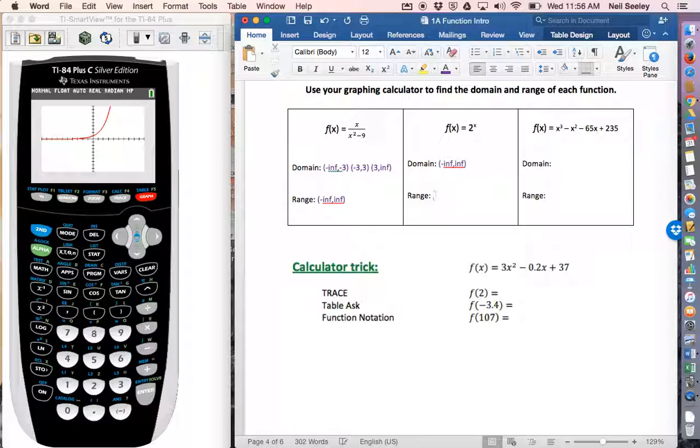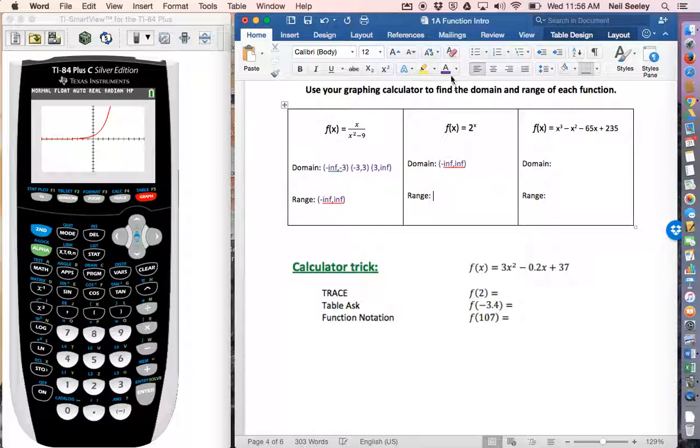Good old technology. Okay, so domain is possible x. The lowest x, so the farthest it goes to the left, is negative infinity. The biggest x I could put in is positive infinity. That's my domain. Range is how low does it go vertically? What's your lowest y? Well, there's no graph down here. It's not -5, not -1. The graph doesn't even start until 0 at a height of 0, a y of 0.